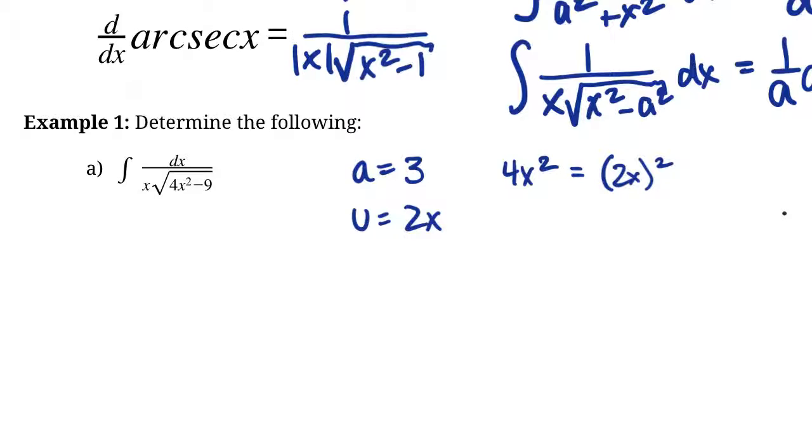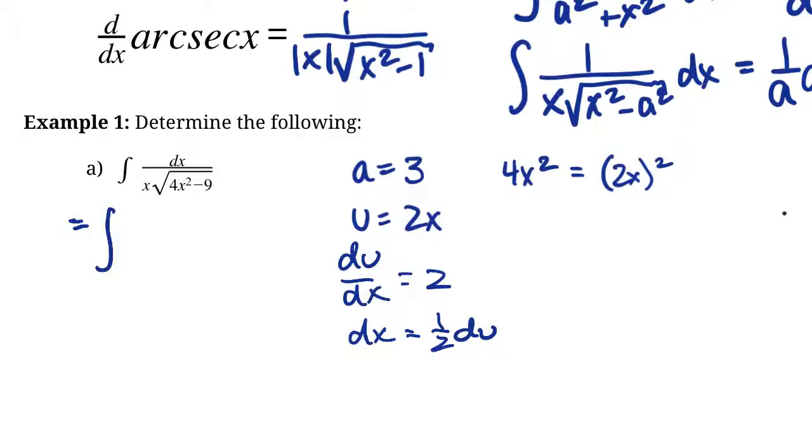So I can take the derivative of this, du by dx equals 2, and then I could solve for dx essentially. So dx is equal to, if we do a little bit of rearranging there, dx is going to be 1/2 du. And then I can make my substitutions into this equation, right? So I have the integral of dx is just 1/2 du. And that's going to be divided by x.